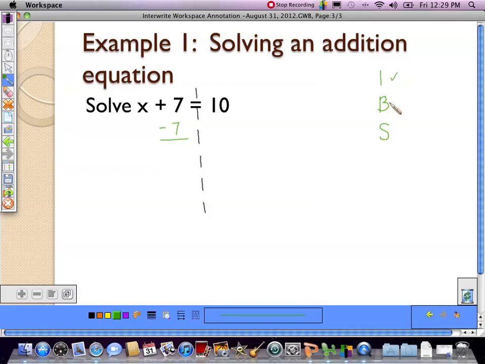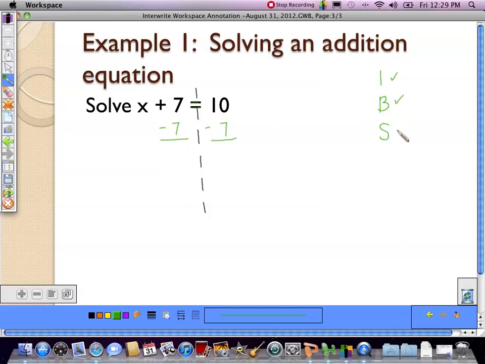Now our second step is to balance the equation. So whatever you do to one side, you have to do the same exact thing to the other side. We are keeping our equation equal on both sides by doing the same thing to both sides. You always have to do the same thing to both sides. This is keeping your equation balanced.